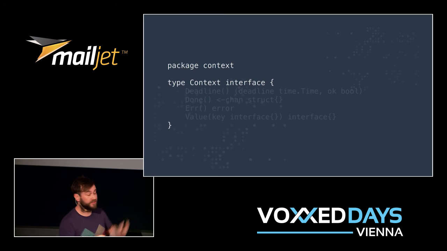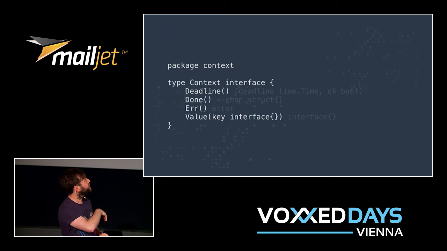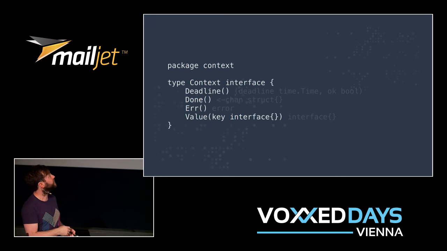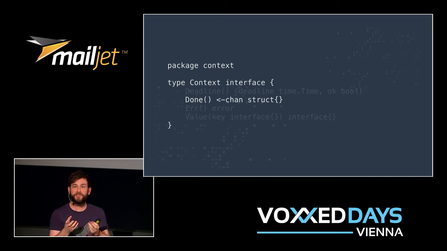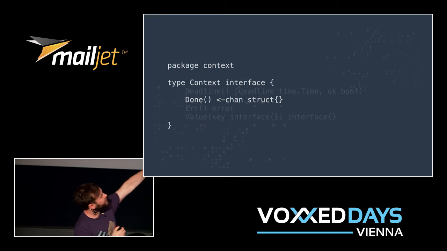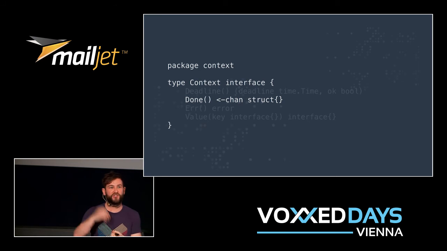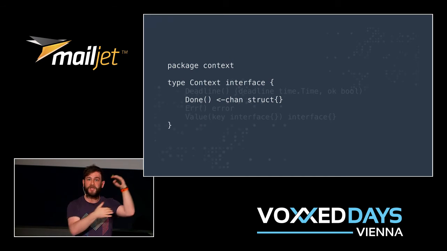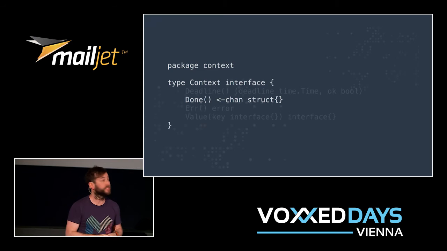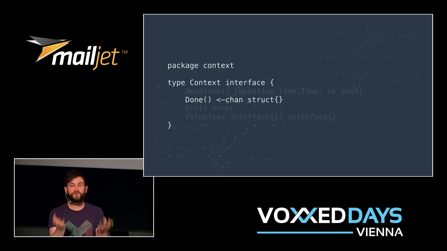So again, it's just an interface, and it's some kind of object that has a number of methods. But the crucial one here is this done method. When you call done on a context, it returns a channel of struct, which is just a channel of blank objects. Channels are a really nice way to communicate between Go routines in Go applications. So this channel will receive a struct down the channel when the context is terminated.